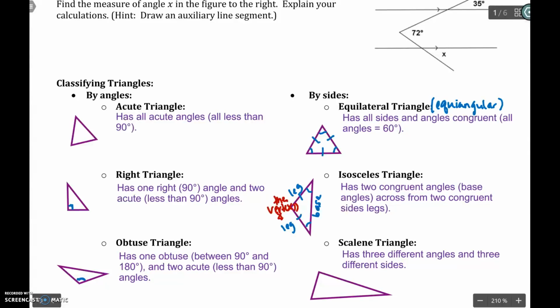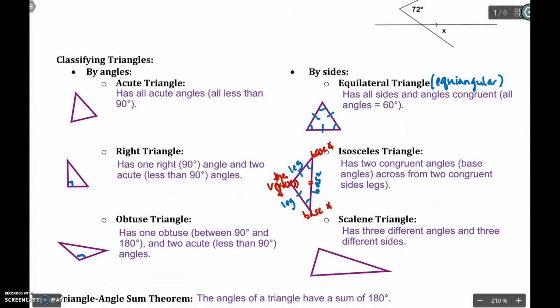So when we're discussing isosceles triangles, the base is the different side, and it's across from the vertex angle, which is the different angle, and the base angles are the congruent ones, and they are across from the congruent sides. And then we have scalene, which is going to have 3 different angles and 3 different sides. So you'll have 3 completely different angle measures across from 3 completely different side lengths.